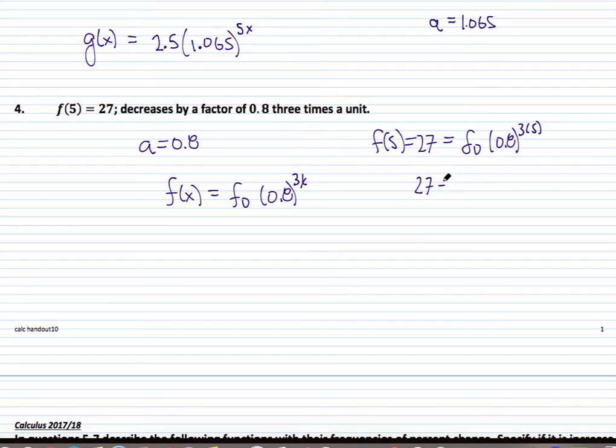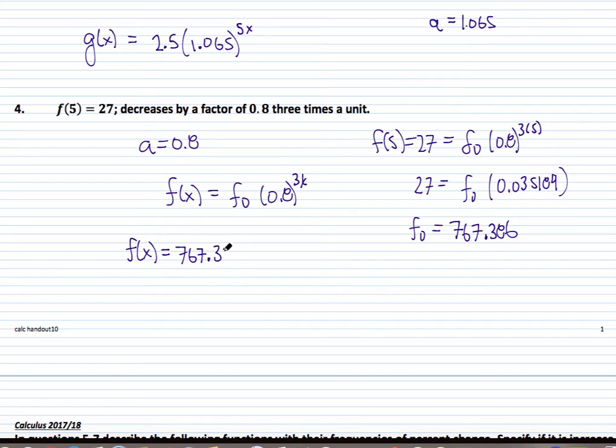So I have 27 equals f0 times 0.035184. Then I just divide both sides by that odd number, and I get a very large number of 767.386. So my function is going to be f of x equals 767.386 times 0.8 raised to the 3x.